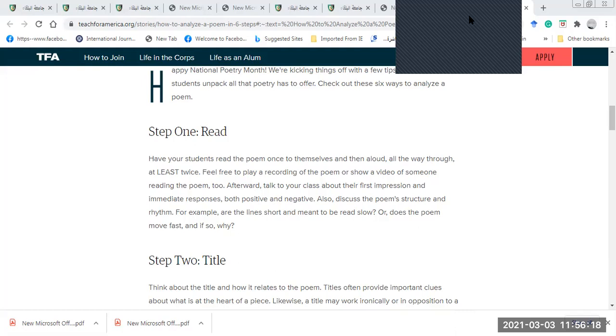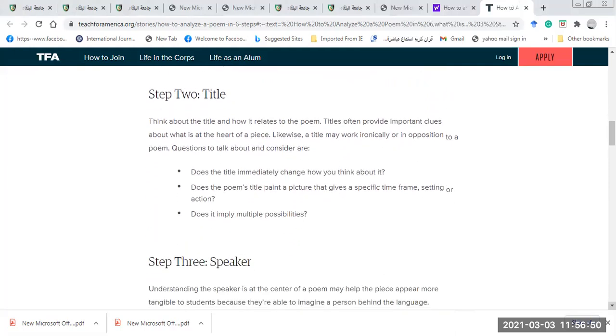For example, are the lines short and meant to be read slowly, or does the poem move fast? And if so, why? Sometimes you will feel that there are certain lines very short, and sometimes that there are lines that are long. So when you have certain short lines, you have to read them slowly, okay? Sometimes you must try to understand why the poet put his lines in this way.